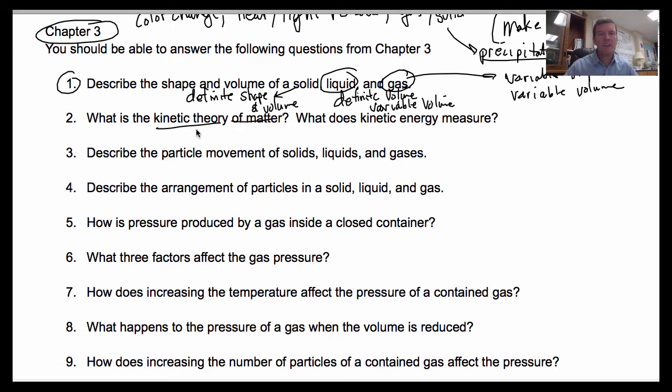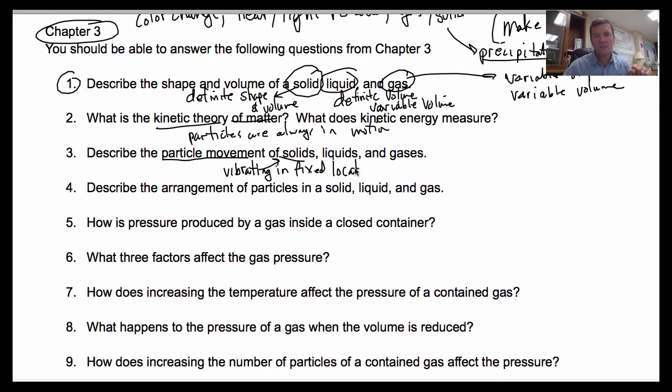Kinetic theory of matter basically says that particles are always in motion. Always in motion. Even solid particles. These solid particles are vibrating. I'll answer that down here. Describe the particle movement of solids. Vibration. Vibrating in a fixed location.